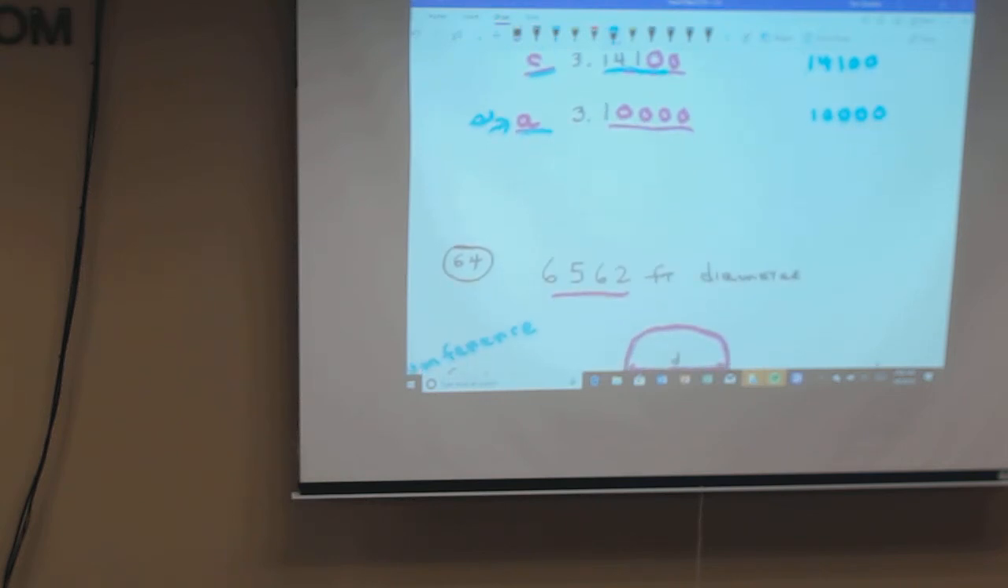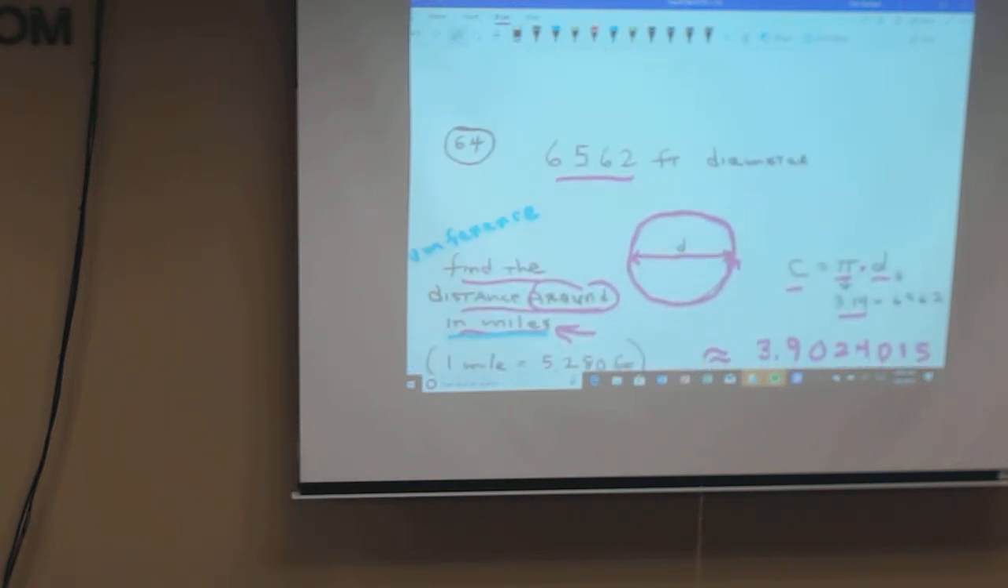64. Get this stuff done. The Fermi National Accelerator Laboratory has a circular atom smasher. So I drew a circle to represent the atom smasher with a diameter of 6,562 feet. That's the diameter of this thing.